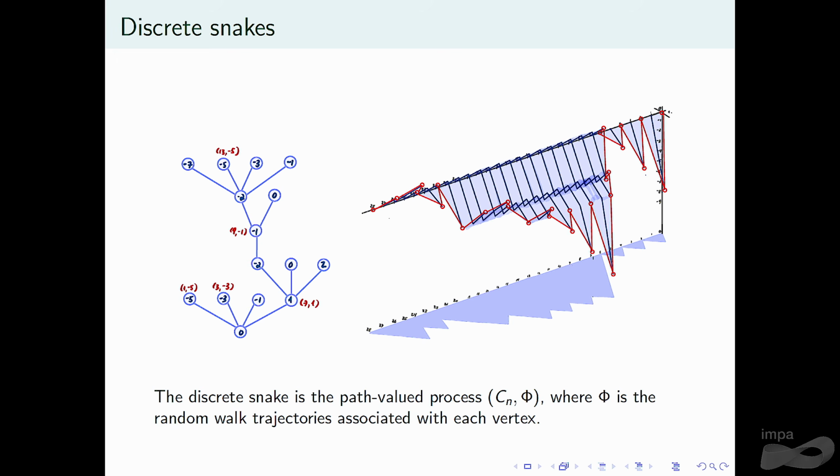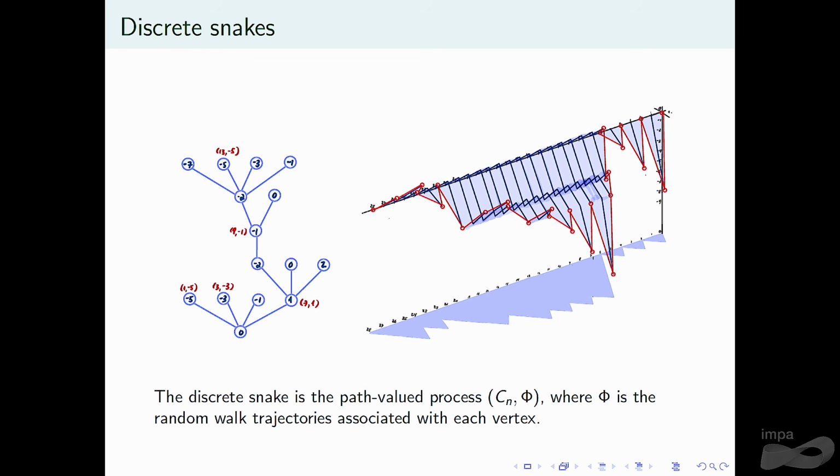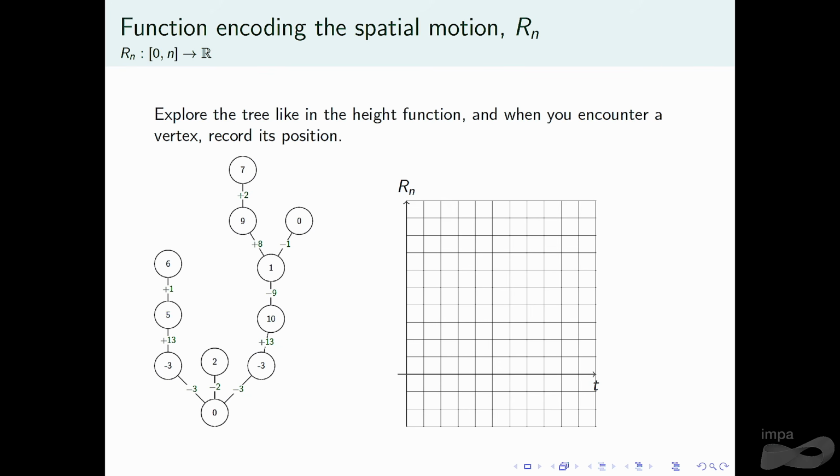What will actually be more convenient to look at is this red front here, which we'll call the head of the discrete snake, where we just look at the endpoints of the trajectories. This is really just looking at the labels of the vertices in our tree rather than the paths themselves. And so this is another way to encode the positions in the tree.